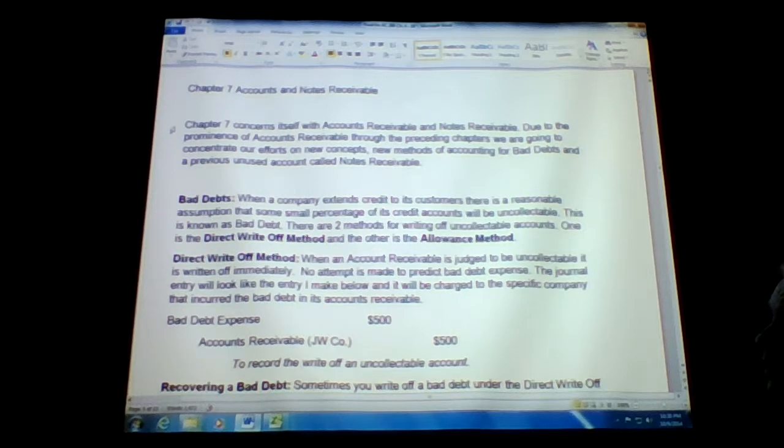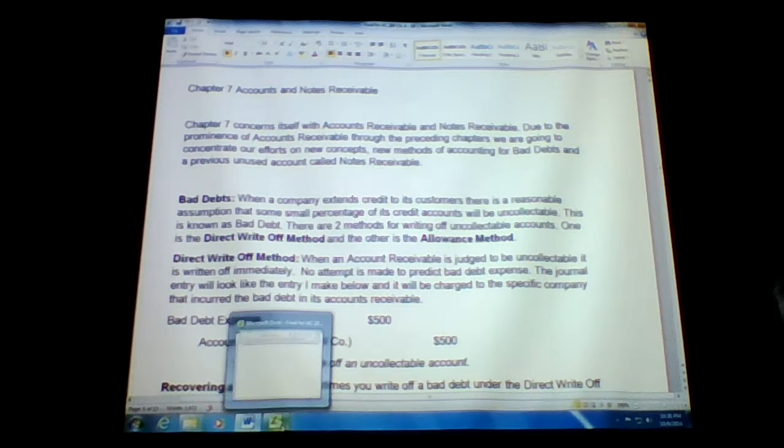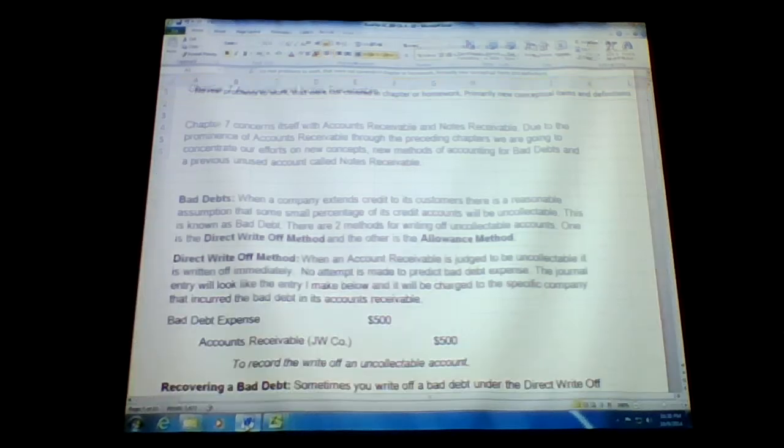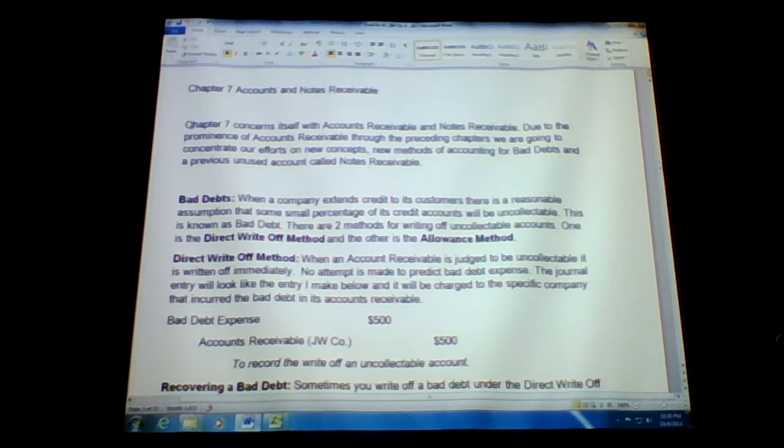This is going to focus on Chapter 7, Accounts and Notes Receivable. In previous sessions, I've worked a lot of problems in Excel. However, due to Chapter 7 being primarily conceptual and definitions, with no real problems to work that were not covered in the chapter or homework, primarily new conceptual items and definitions, Excel will not be used for this chapter. We're going to go back to Word.